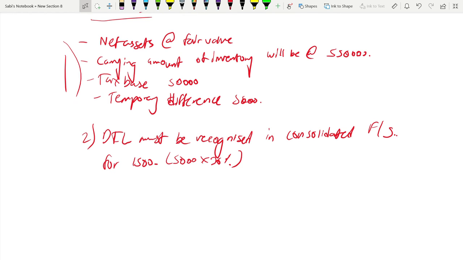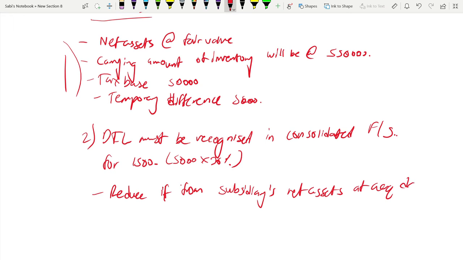you reduce it from subsidiary's net assets at acquisition date. You have to write it. Then you're going to reduce it, which will increase goodwill. You have to write this in words and then show the calculation.